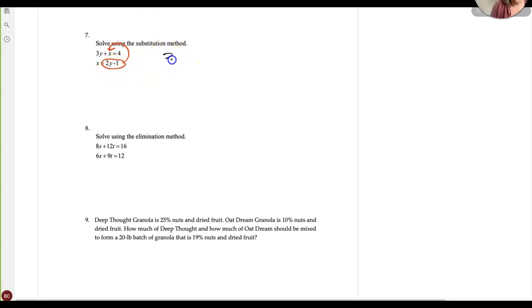So I've got 3y plus, and instead of x, I'm going to put this because x equals all of that. So 2y minus 1, and then equals 4. And then notice now I only have y values to solve for, right? And that's why I have to do this. So I just have one value to solve for. So add those together, I get 5y minus 1 equals 4. Let's add the 1 over. 5y equals 5, so y equals 1. Am I done?